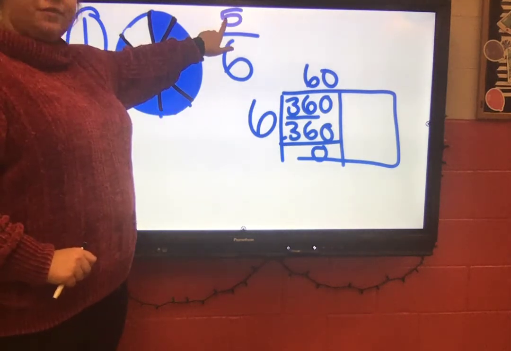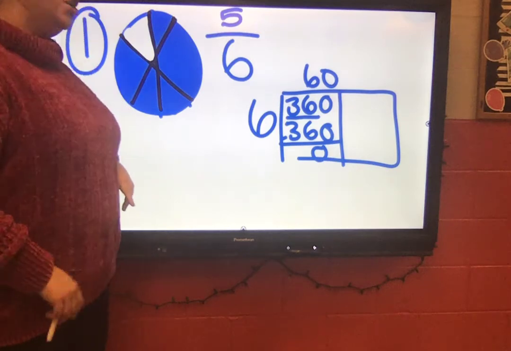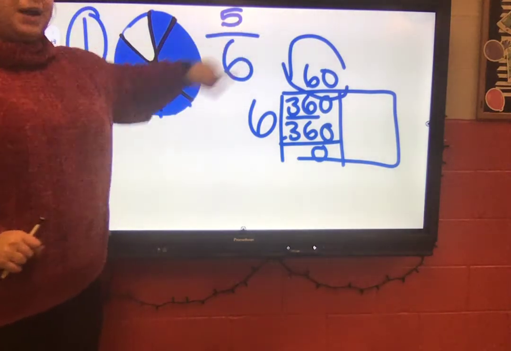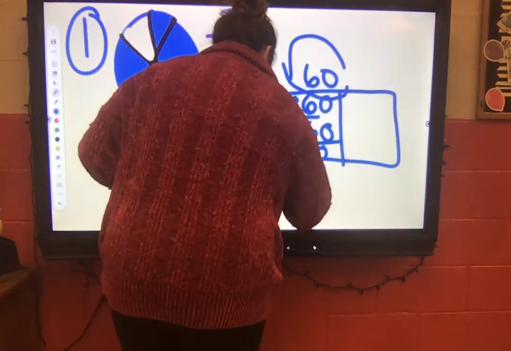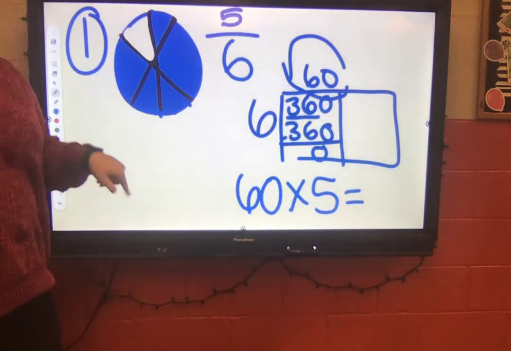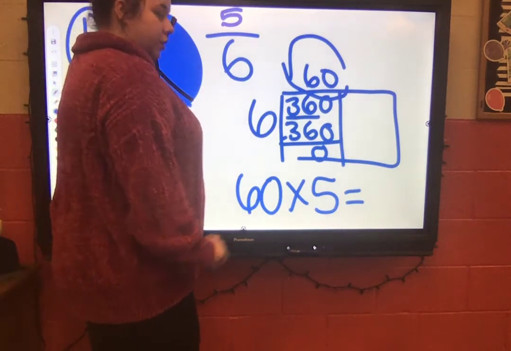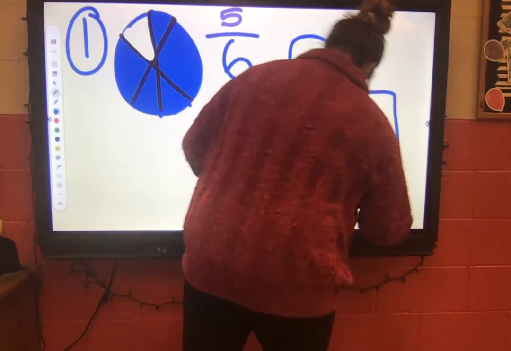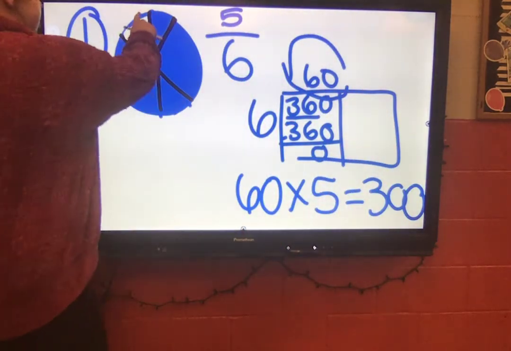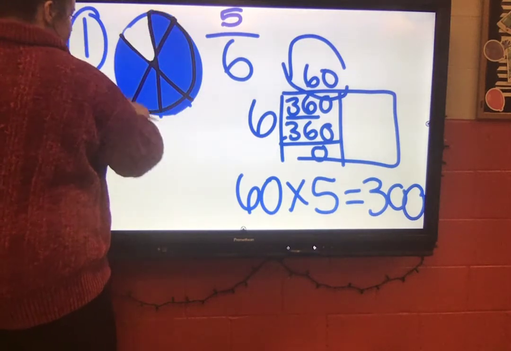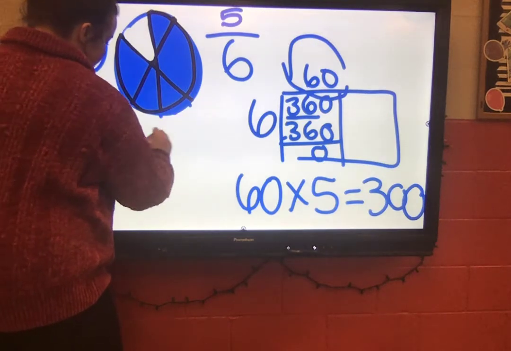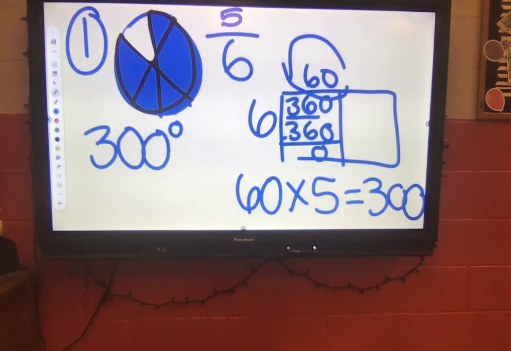But we have 5 that we have to get the degrees for. So what you do now, after you divide, is you're going to take your answer and multiply it by your numerator. So 60 times 5. 5 times 6 is 30. Good. And then I have my 0, so I'm going to move it over. So 60 times 5 is 300. So for all the way around here, that is 300 degrees.